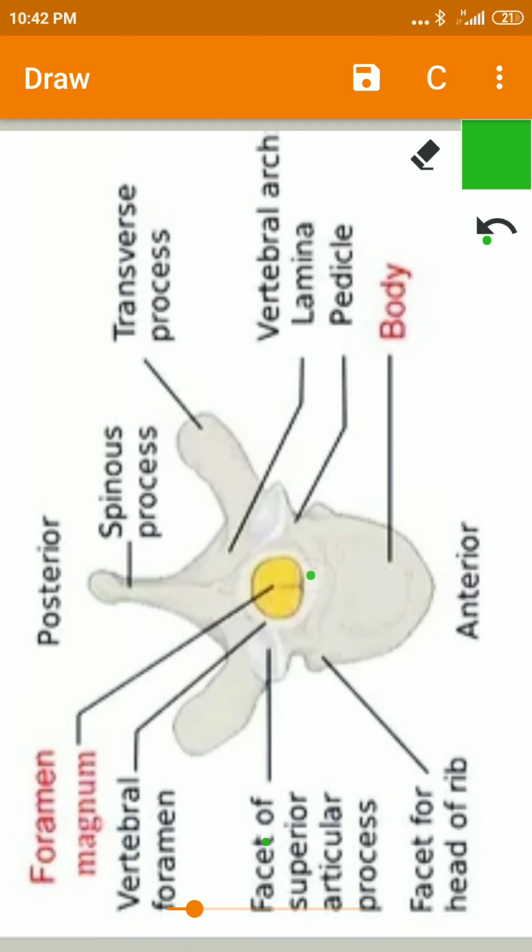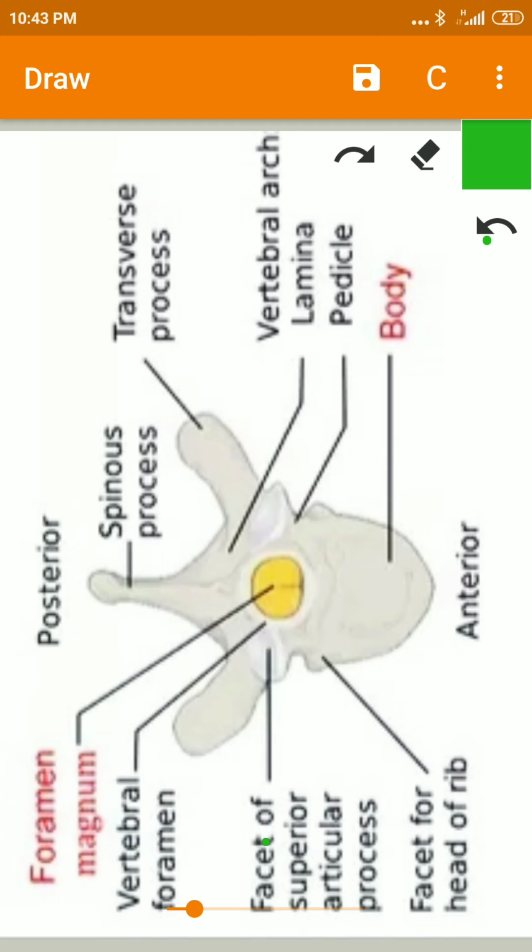Coming to the posterior surface, it is flat from above downwards and slightly concave from side to side, and it bears one or more large openings for the exit of the basivertebral vein and a number of small foramina for nutrient arteries. So it has a large opening because of the concavity. These are the features possessed by the posterior surface of the body.